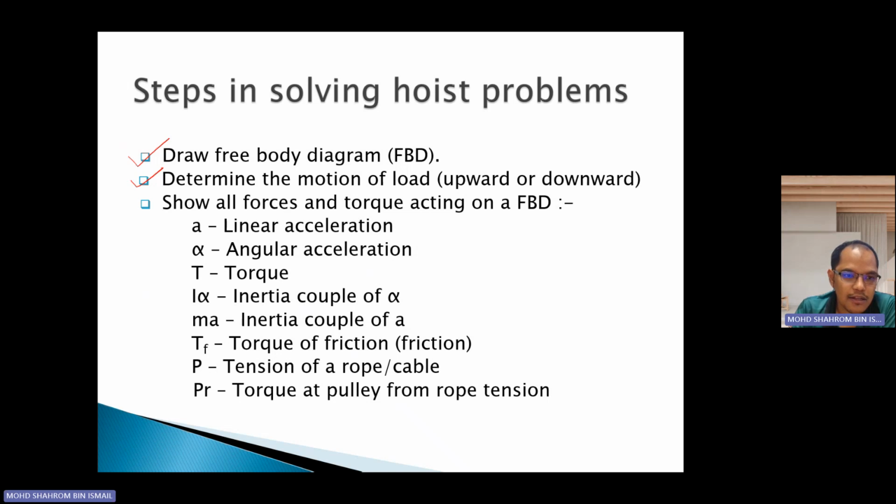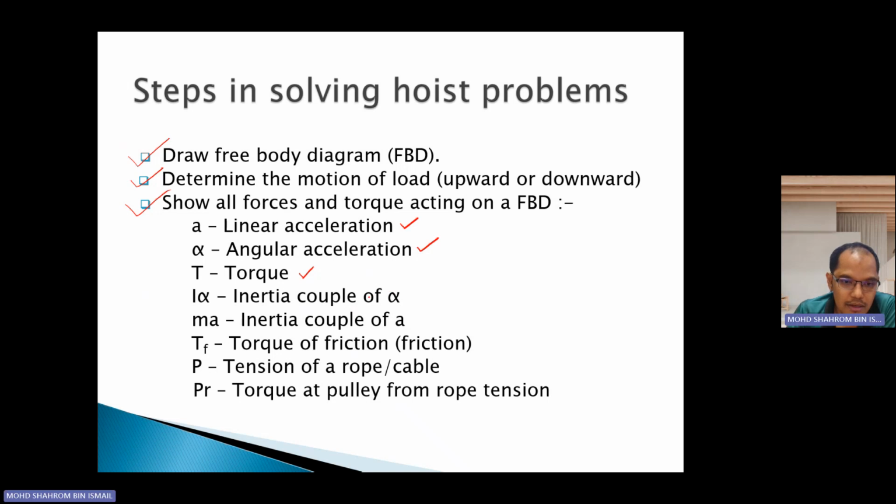And other than that, we need to know all the needed parameters. Let's say for our case, we need to show all the forces and the torque acting on the free body diagram, such as linear acceleration, which is acceleration. We need to know this one, and then we need to know the angular acceleration. We need to know the torque.